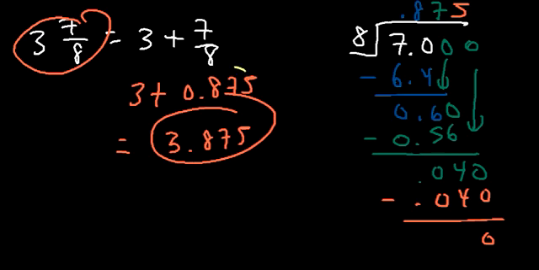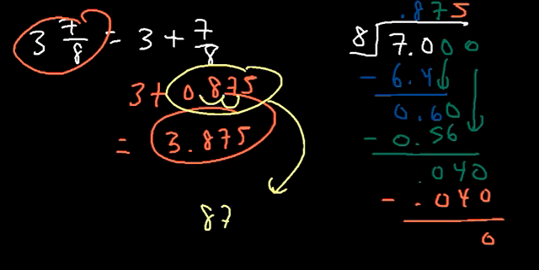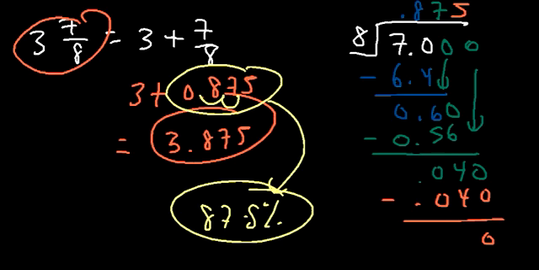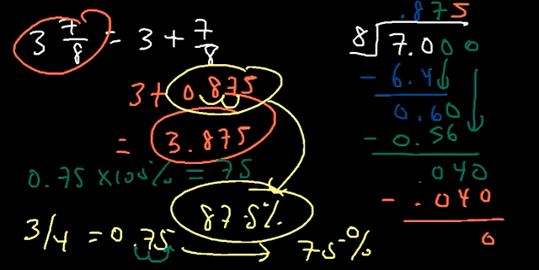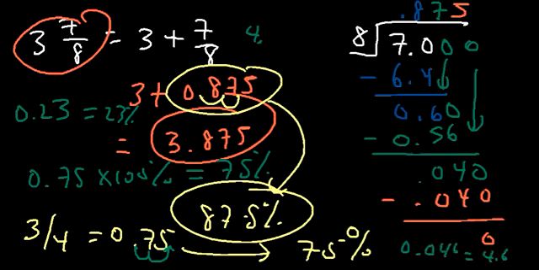Oh, by the way, 0.875 as a percentage, just multiply by 100 or move the decimal 2 units. So that's 87.5%. So like 3 over 4, which was 0.75, that's equal to 75%. Just move the decimal 2 units to the right, and that's how you can convert a decimal into a percentage. Or just multiply 0.75 by 100, and you get 75%. So like 0.23 would represent 23%. 0.046 is like 4.6%.